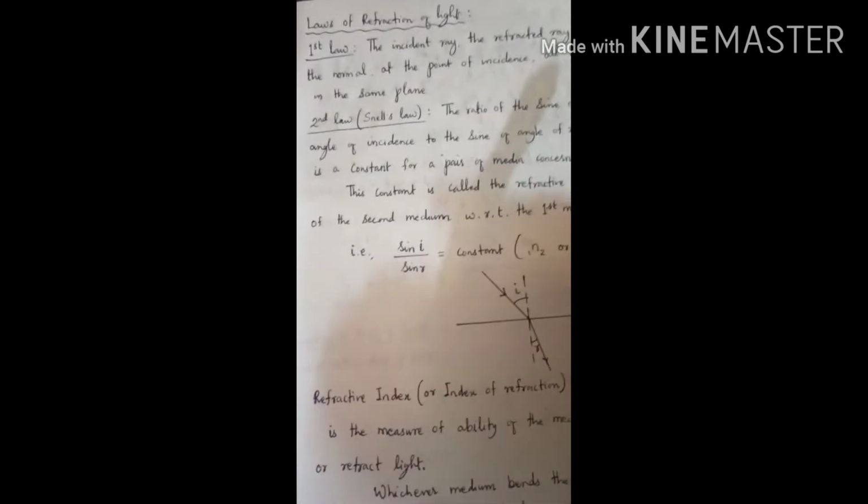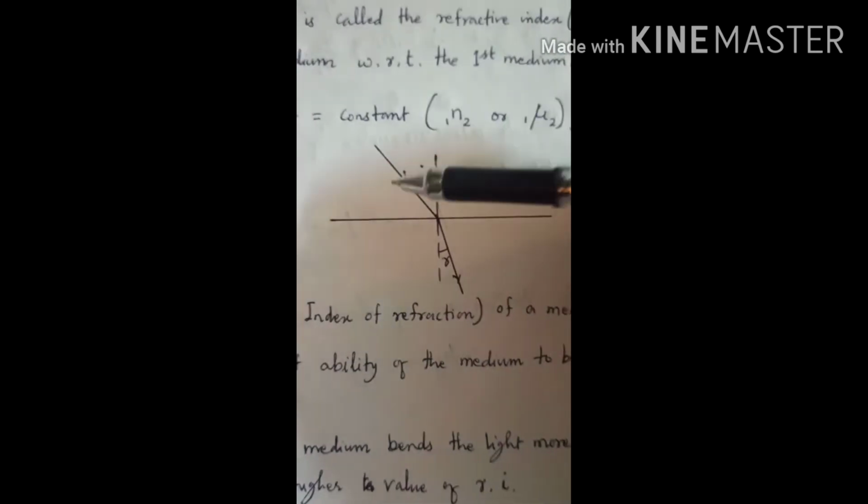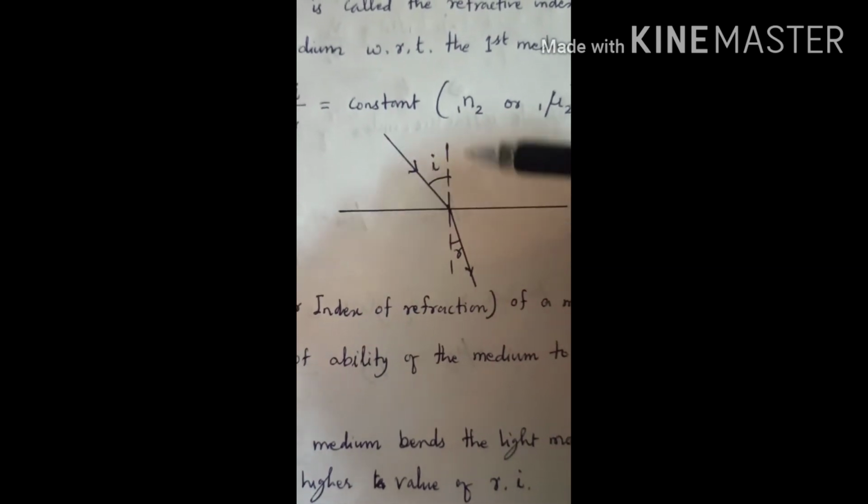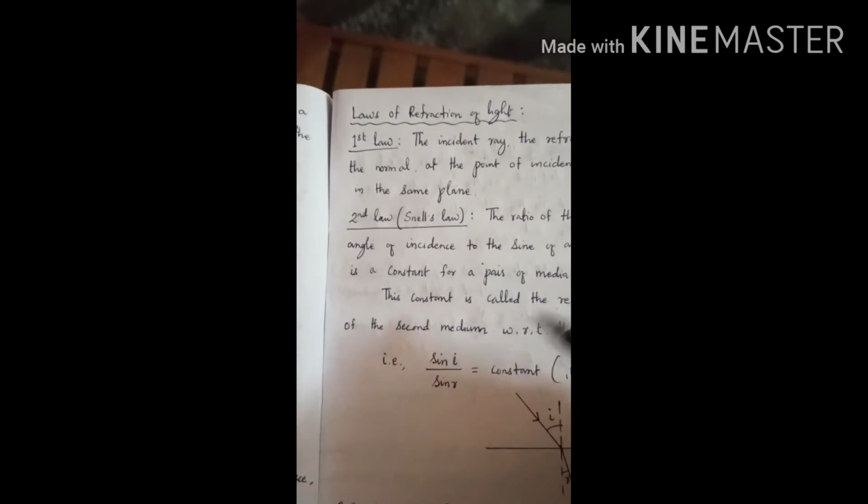So here you can see clearly, this is your incident ray, this is your refracted ray, and this is your normal. All of them are lying in the same plane. So the first law says that the incident ray, the refracted ray and the normal at the point of incidence all lie in the same plane.